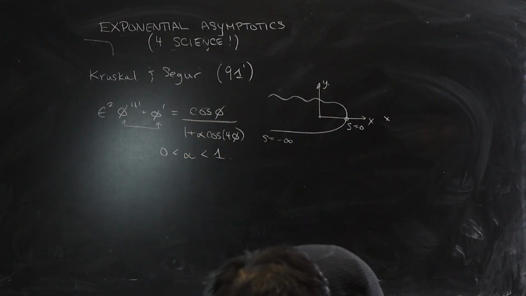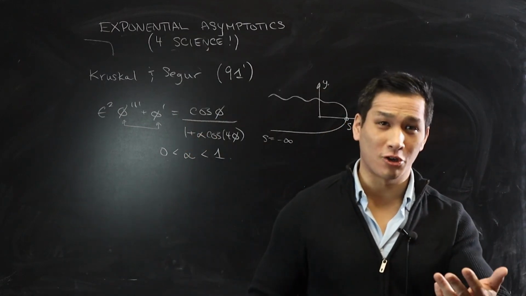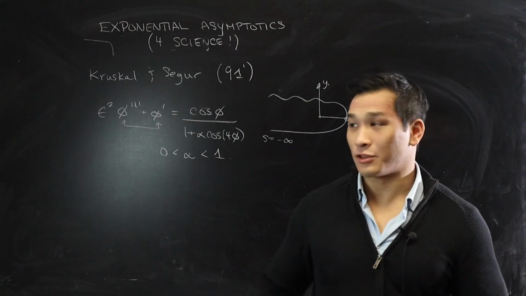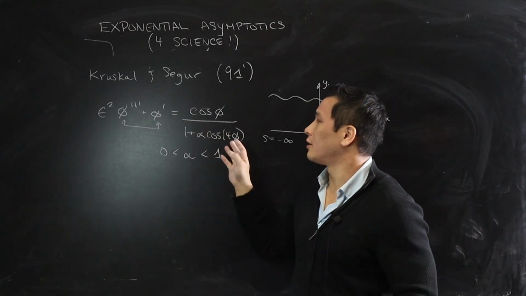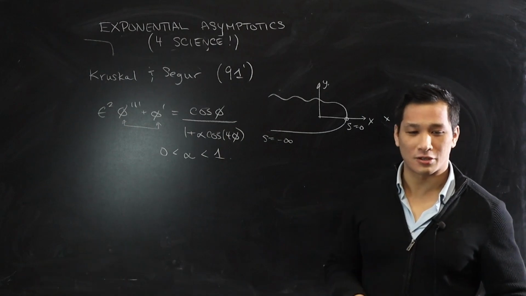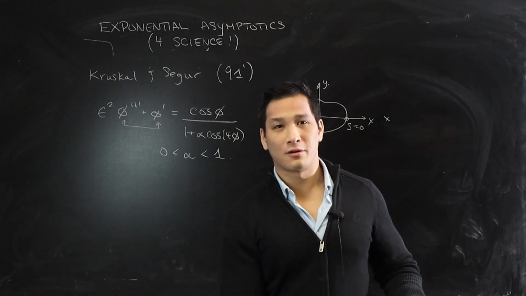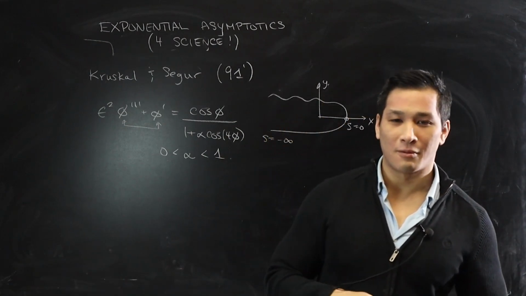We're not going to spend too much time on this problem, but I'll show you how it is that this problem, just by making this modification, can now admit solutions, and then we're going to go on to another physics-inspired problem of exponential asymptotics.